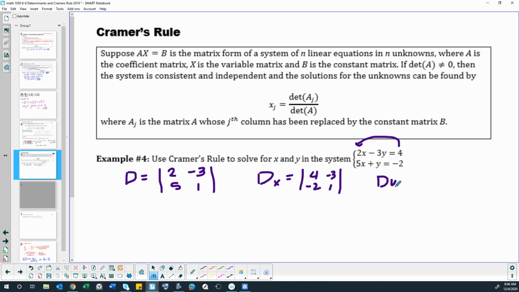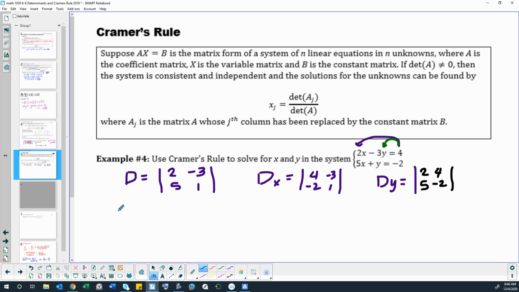Then determinant y comes from replacing column y with the constants, but this time column x is going to stay what it was before. So somehow I changed my color. I don't know how to get that chart. It's fine though. Okay, so 2, 5, and then I'm replacing that column with 4, -2.